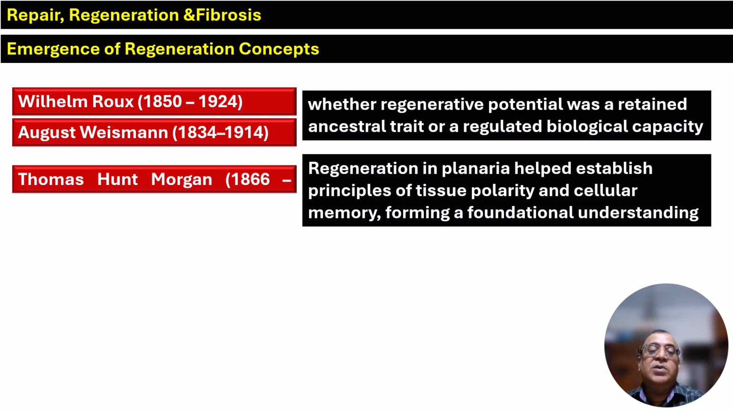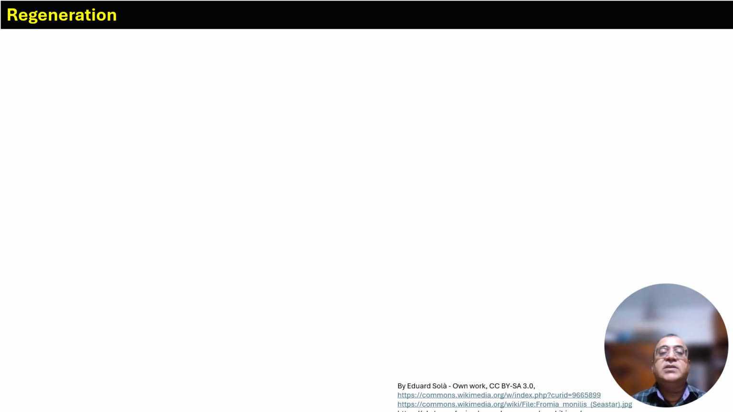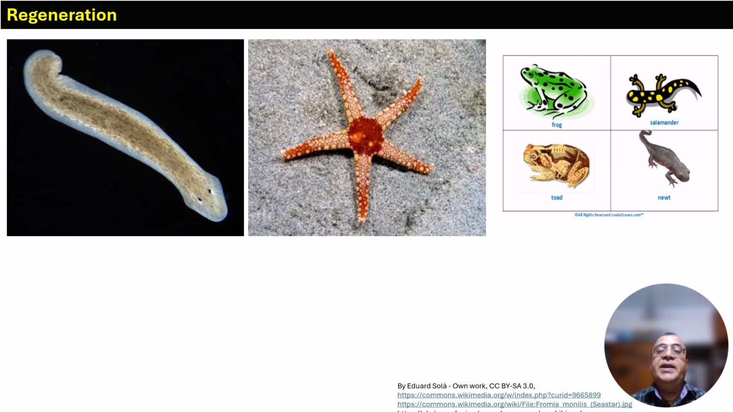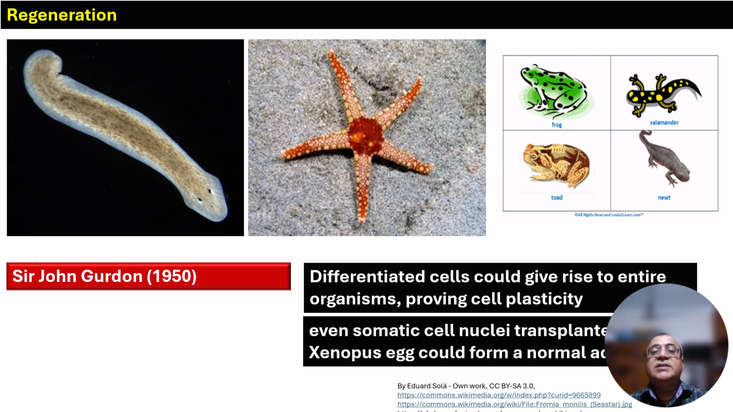The work of Thomas Hunt Morgan, from 1866 to 1945, helped to establish the principles of tissue polarity and cellular memory that formed a foundational understanding of regenerative biology. Continuing this regeneration concept, Sir John Gurdon in 1950 showed that a differentiated cell could give rise to an entire organism, proving cell plasticity. This concept paved the way for stem cell therapy in regenerative medicine, including the development of induced pluripotent stem cells in the 21st century.